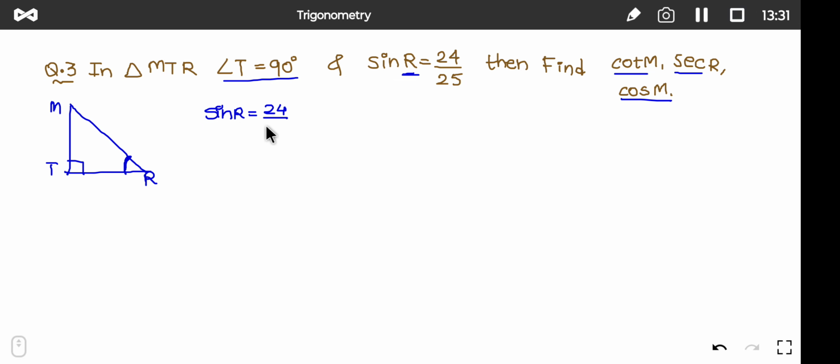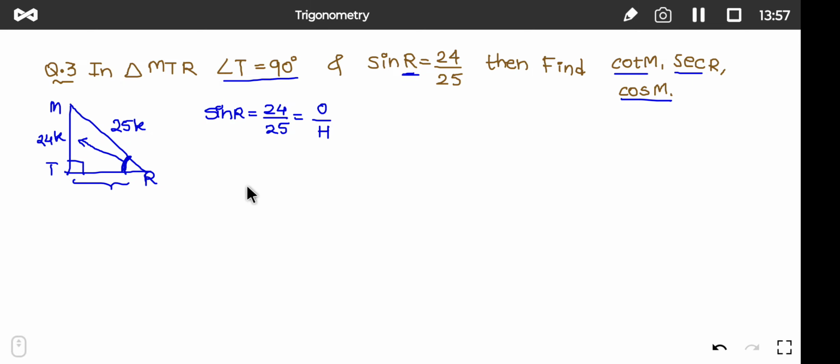So from the angle R, sine R, which is given to be 24 by 25. So we know that sine is nothing but opposite upon hypotenuse. So in this triangle, hypotenuse is MR. So let's consider hypotenuse is 25k and opposite is 24. So opposite of which angle? R. So opposite side of angle R, which is MT. So let us consider that is 24k. So which is unknown side? TR. So we have to calculate TR.